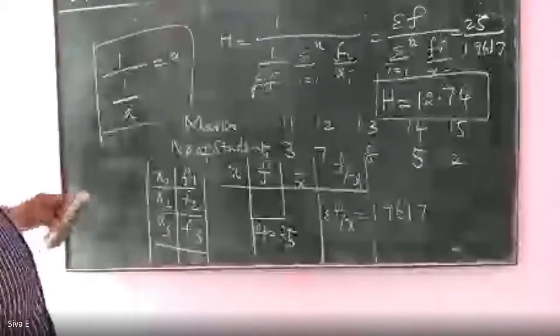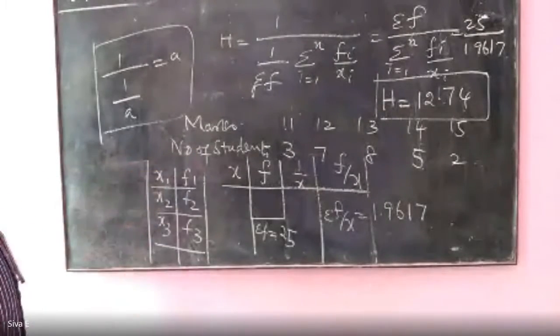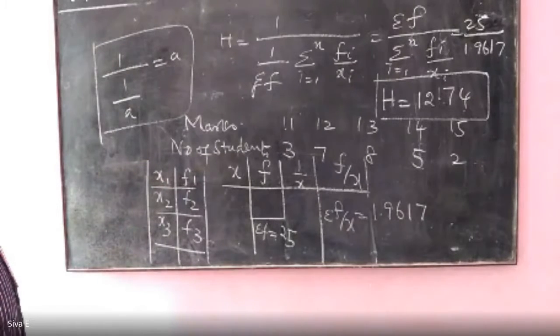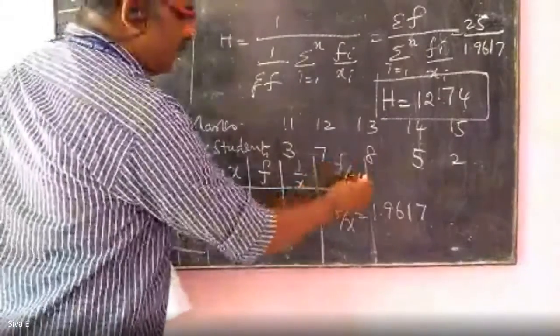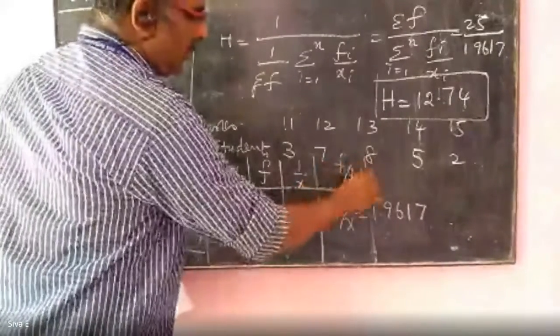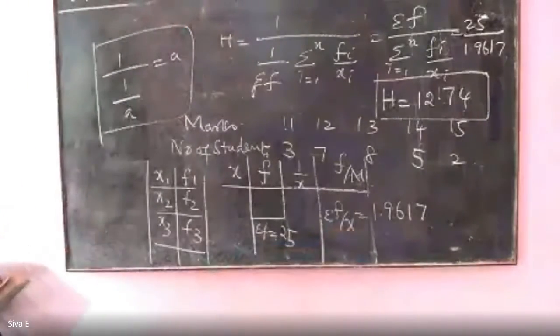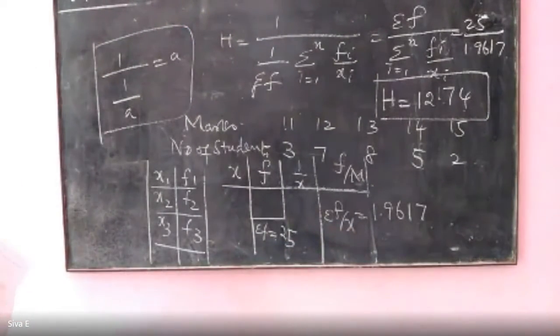For continuous type data, you just have to change into the middle value. That means, like the exclusive type data, you have to find the middle value. Then only the change is that instead of f by x, you have to find f by m. That is the shortcut method to remember all the formulas very easily. For discrete type data and continuous type data, only one value is different, that means the middle value.